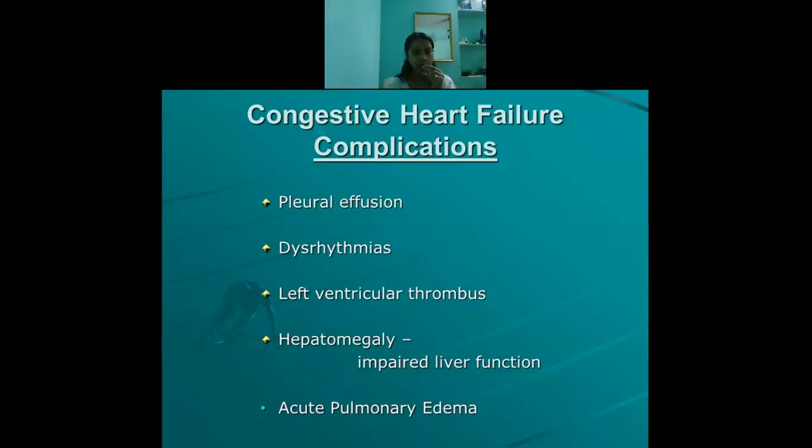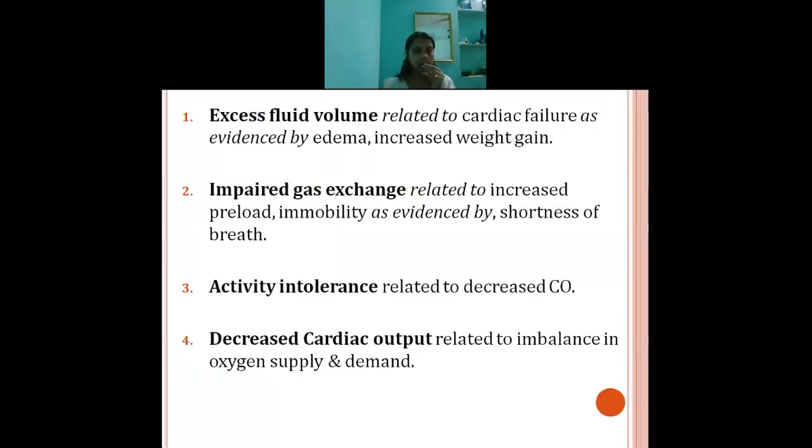Next, moving on to the nursing diagnosis. Because the patient is having edema, we can write excess fluid volume related to cardiac failure. The patient is having dyspnea, and there can also be cough and blood-tinged sputum, so we can write impaired gas exchange related to maybe immobility or increased preload. Since the patient is having fatigue, you can write activity intolerance related to decreased cardiac output. Already the workload on the person's heart is increased, and because of that there is low cardiac output. So one more nursing diagnosis you can frame is decreased cardiac output related to imbalance in oxygen supply and demand.